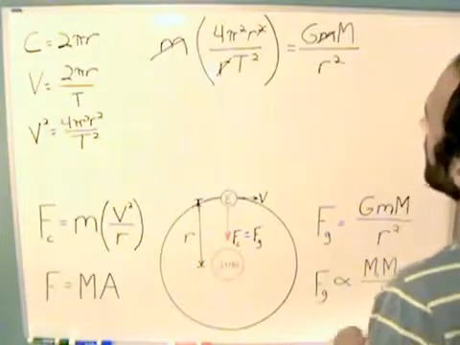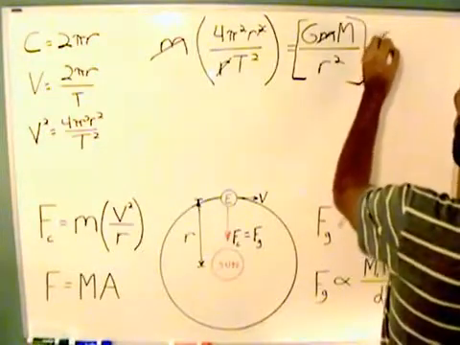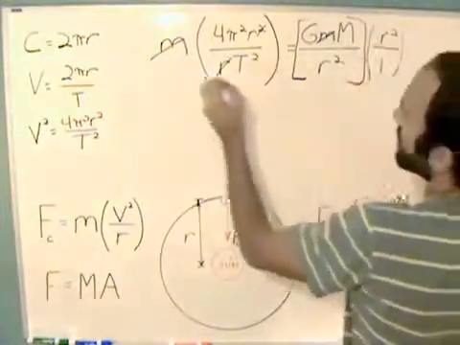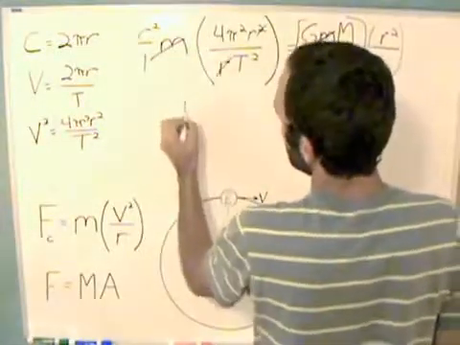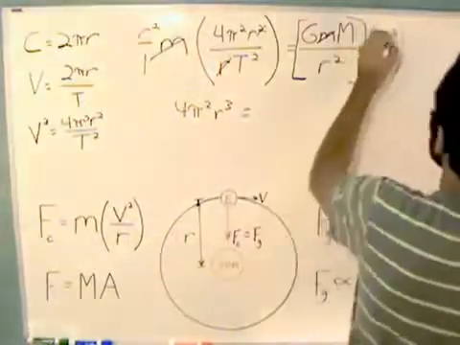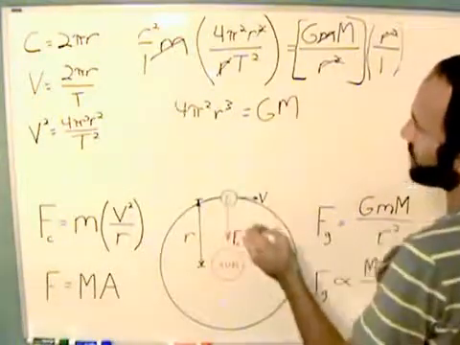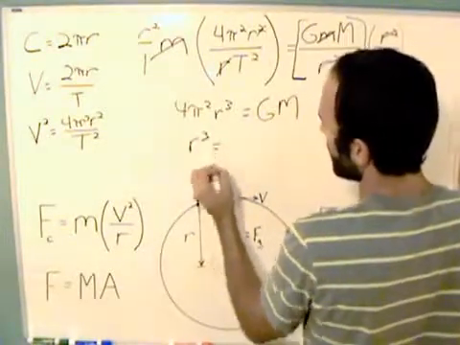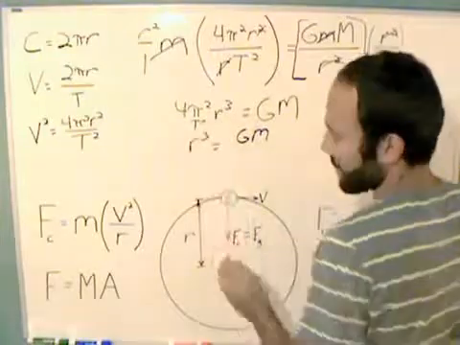So to get r by itself, we multiply this side times r squared over 1, and this side times r squared over 1. That gives us 4 pi squared r cubed equals, and m cancels on this side, G times big M. And then we want to get r by itself over here, so we just divide by 4 pi squared. I'm not going to actually show the steps, but we'll just say r cubed equals G M, nope, I missed T cubed.